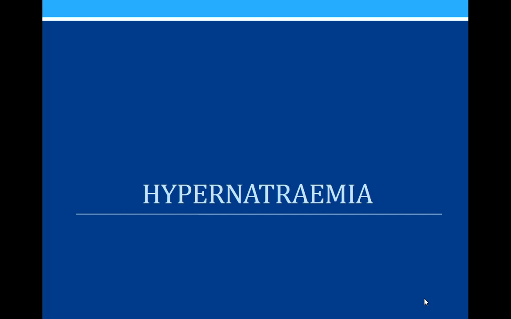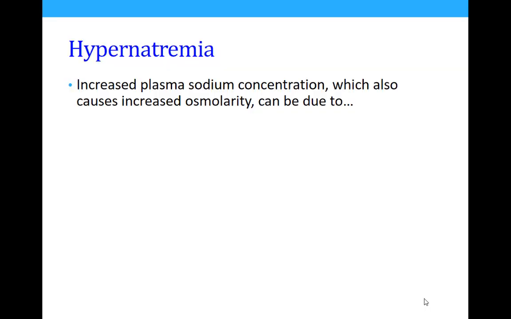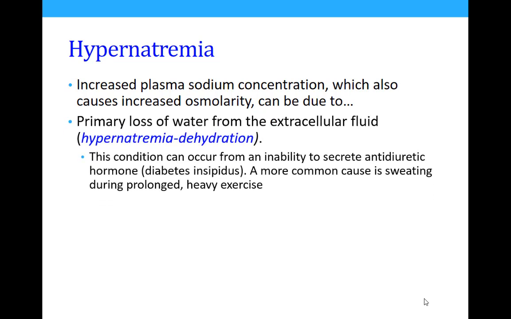Now, we go to hypernatremia. Increased sodium concentration, which will also lead to increased osmolarity. It can be due to, again, two possibilities. There is primary loss of water from the ECF. Just the water is lost, sodium gets concentrated. You have hypernatremia, but at the same time you have dehydration.